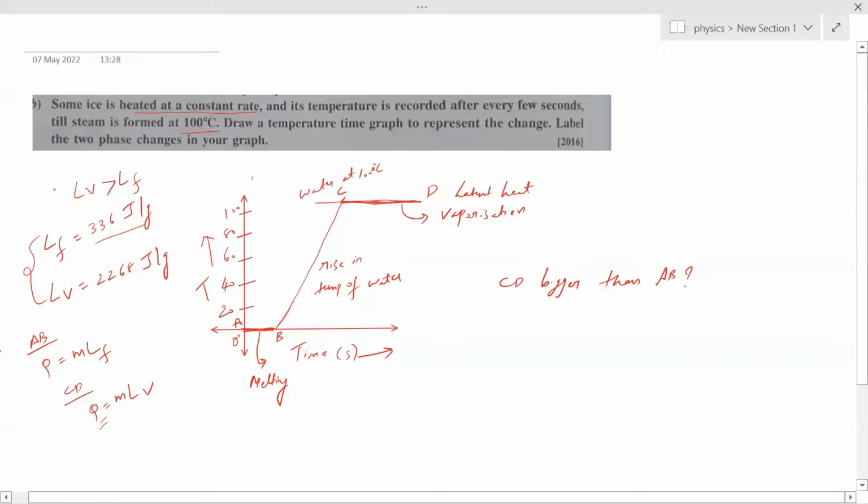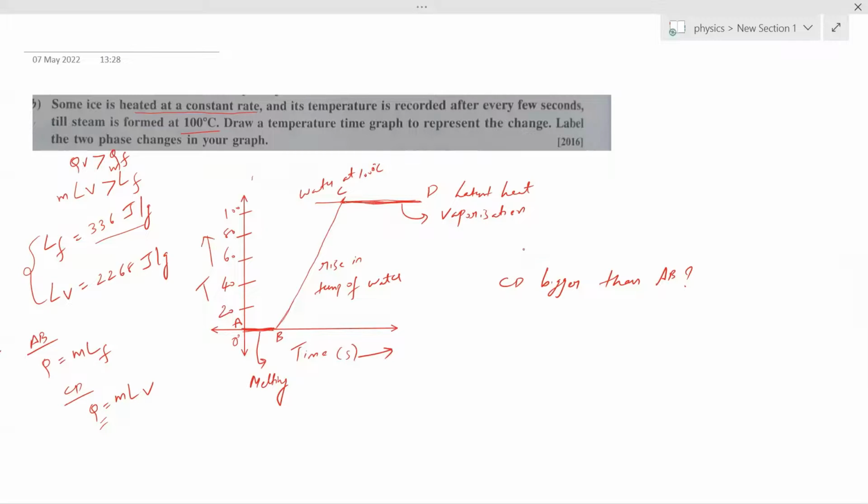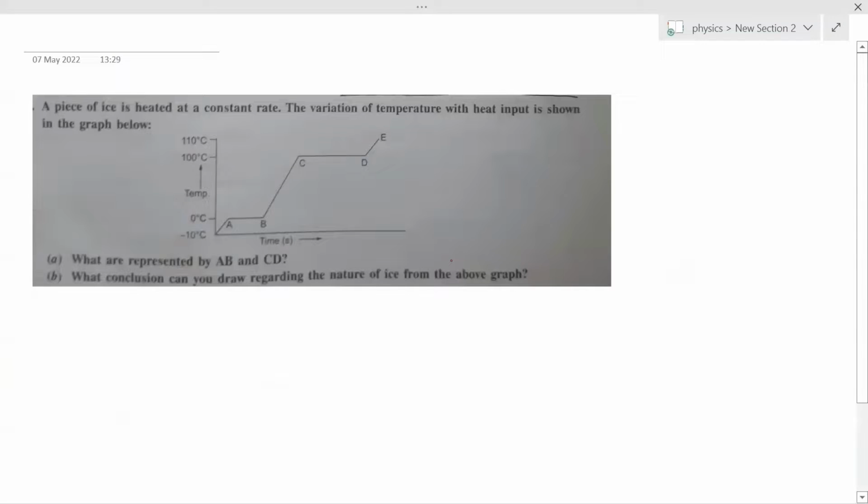So if I am multiplying by mass on both sides, we can write like this: QV will be greater than QF. That's why that time is bigger. Time will be more because more amount of heat will be required. So that's why this graph is clear. So next question.